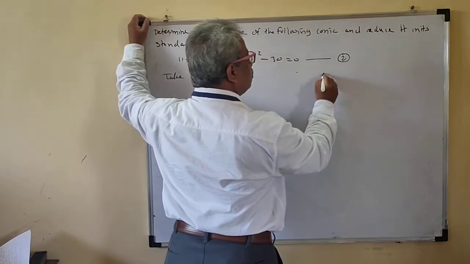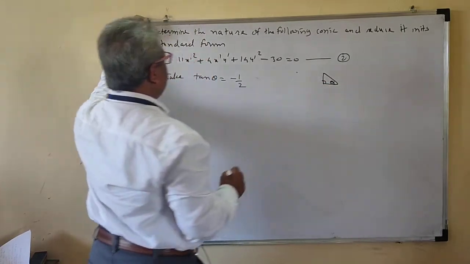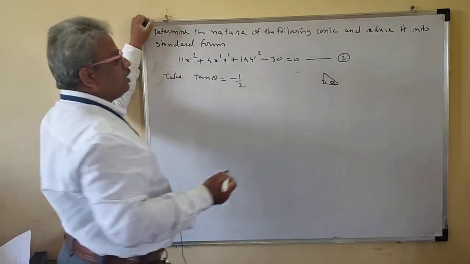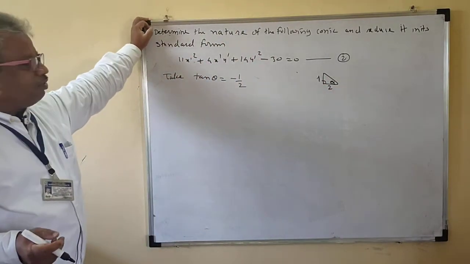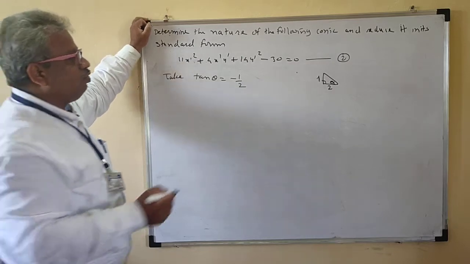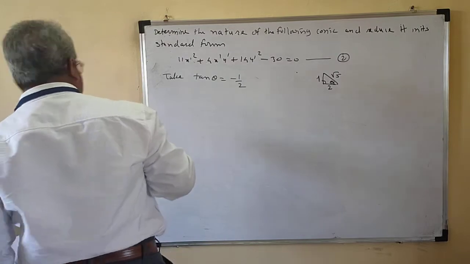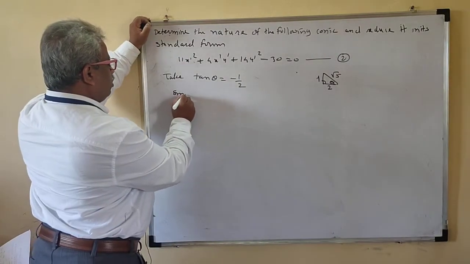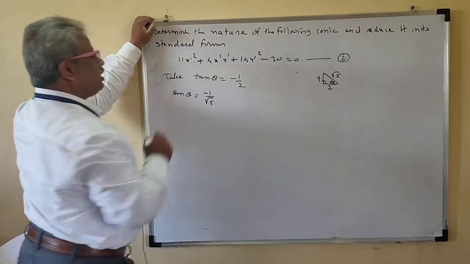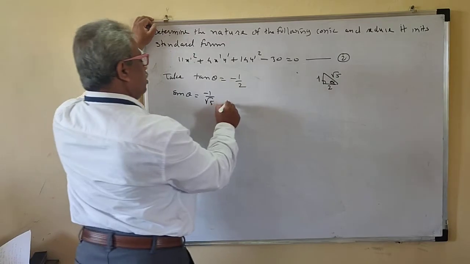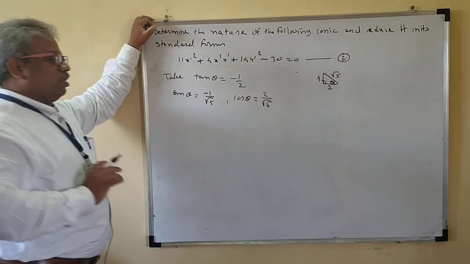Now suppose this is your theta. Tan theta means opposite side upon adjacent side, so this is 1, this is 2. With the help of the Pythagoras theorem, you can find this is root 5. So sin theta is 1 by root 5. I take sin theta as minus because your tan theta is minus, and cos theta is 2 upon root 5. So these are your values.